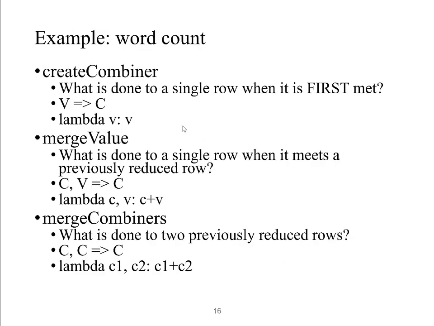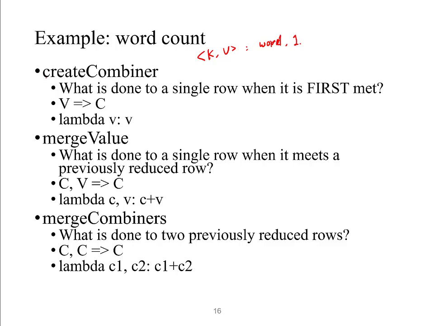The first example is again word count. We all know what word count is, the objective of this task. Just to remind you, the key-value pairs of word count would be a word and 1 as the input. So we use combine by key to count the occurrence of each word.